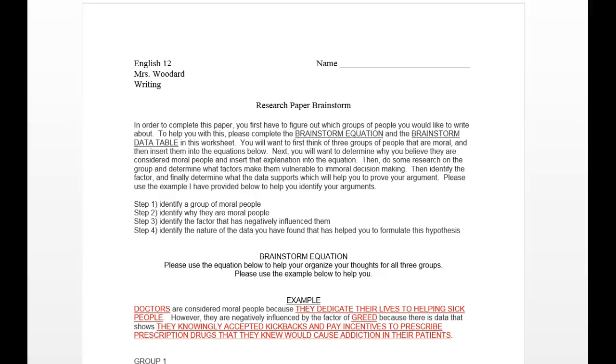So today we're going to discuss the research paper brainstorm. The worksheet can be complicated when you look at it at first, but I'm going to walk you through it so that you understand what it is I'm trying to ask of you. So in order to complete it, here are the directions.